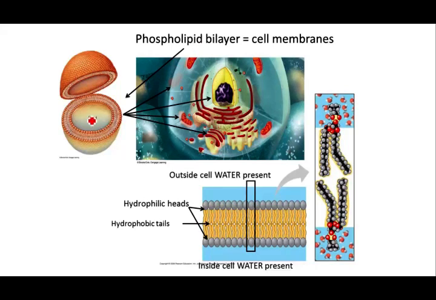So inside the cell there's a lot of water, the cytoplasm is full of water, and then outside of the cell is also water. So if we're talking about a single-celled organism, then it's swimming around in water. If we're talking about a multicellular organism, then all of the cells are bathed in a solution of water. Okay? And of course the organelles are all surrounded by the cytoplasm, so they're full of water as well.